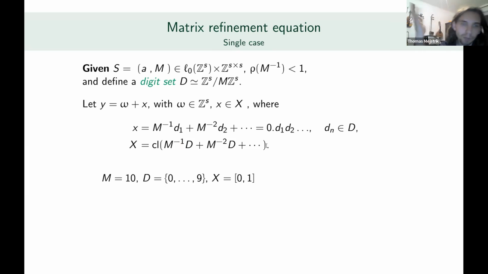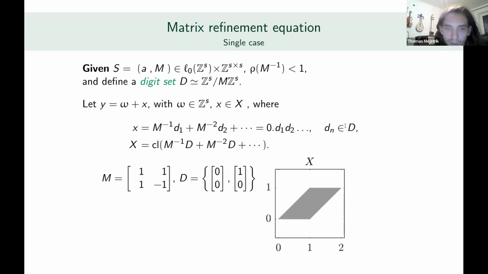This looks quite funky, but it's actually something very familiar. Because if we take M equals 10 and D the digits from 0 to 9, then X is the set 0 to 1. So this is actually the decimal number system. This kind of writing is just writing a number in a number system with a matrix base. For this slide, I will adopt this notation: 0 dot first digit, second digit. And if you're in multiple dimensions, these digits are vectors.